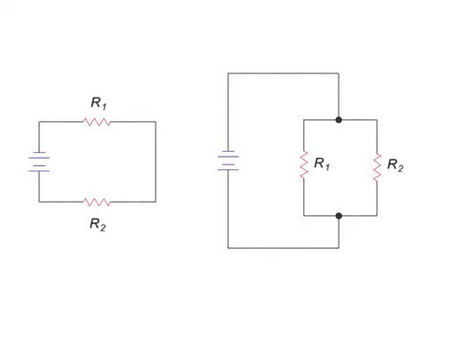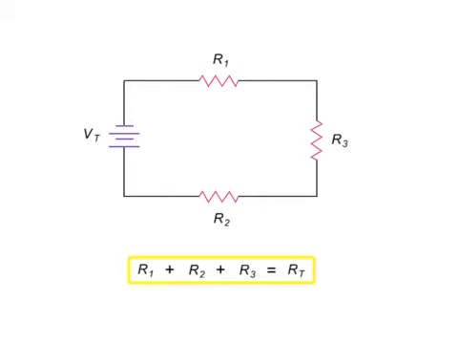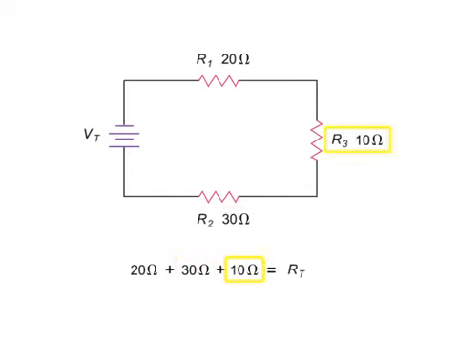Total resistance in series and parallel circuits can be determined using basic equations. The total resistance of load resistors, R1, R2, and R3, shown here in series, can be determined by simply adding their ohms values together. So, if R1 has a resistance of 20 ohms, R2 a resistance of 30 ohms, and R3 a resistance of 10 ohms, the total resistance of the circuit is 60 ohms.